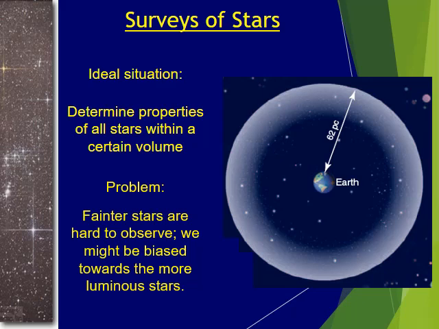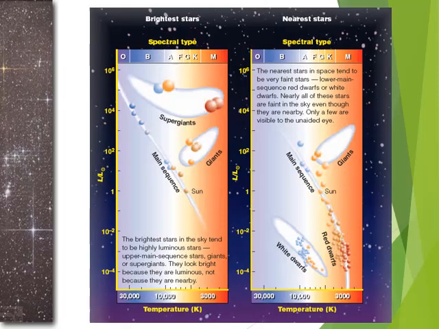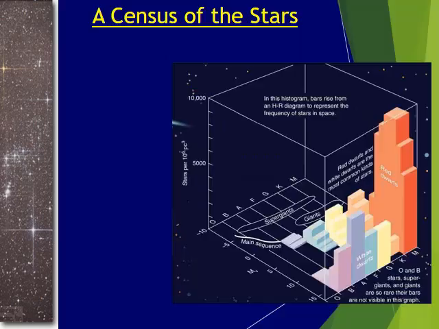Anytime we do a survey, we get a bias problem, because the ones that we see are the brighter ones. We don't necessarily see the most common ones, we only see the brightest ones. So if we just found the brightest stars in the sky and mapped them on an HR diagram, we'd wind up with a graph kind of like the one on the left. If we chose just the nearest stars and graphed those, you'd wind up with a graph that looks like the one on the right, which shows spectral type versus the luminosity of the nearest stars.